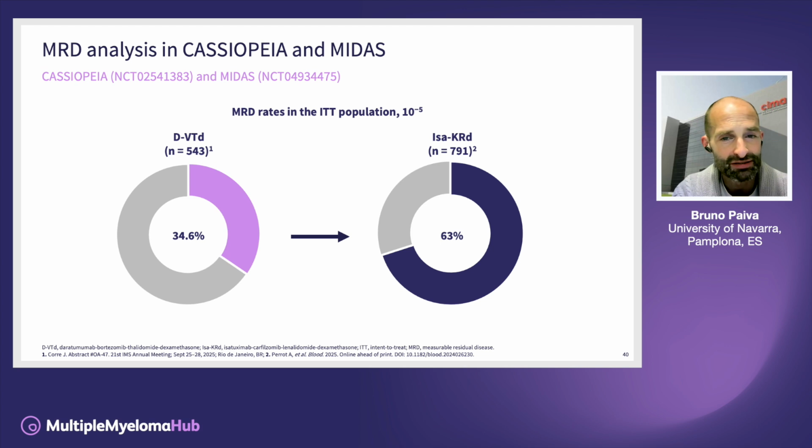And here I present two MRD negative rates at 10 to the minus 5 on the intent to treat patient population in two different clinical trials. On the left, CASSIOPEIA, this is after induction, 34.6%, and very recently data from the French myeloma group, the MIRAS trial, as you all know, with probably the highest MRD negative rate ever achieved after induction with ISA-KRD, 63%. So without knowing what will be the PFS in this trial, we already have a flavor of what was the benefit in terms of induction from one study to the other.